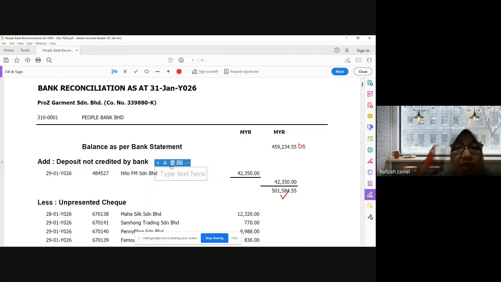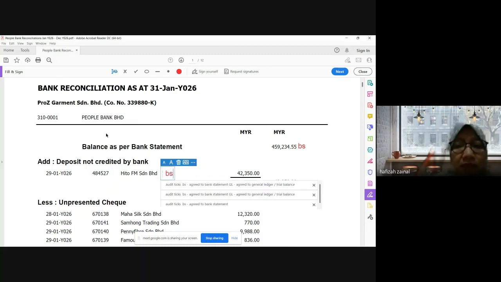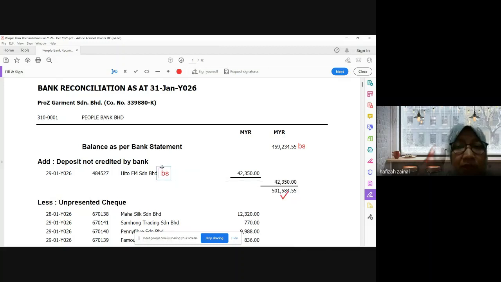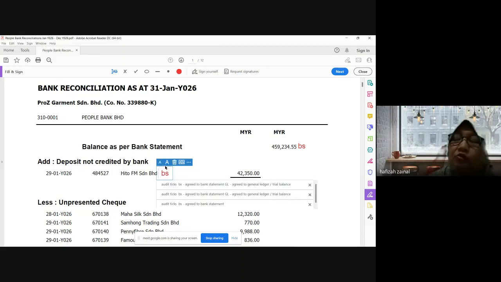If it is yes, then we can put here bank statement, meaning that it has been agreed or cited to the bank statement. Or sometimes you might also want to put in the date when it is actually being credited by the bank. That means the timing difference.